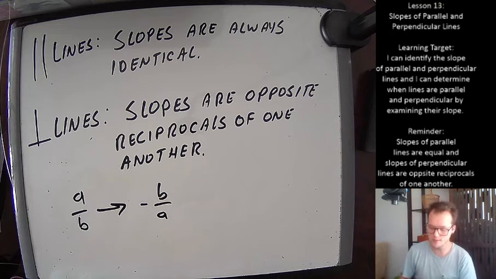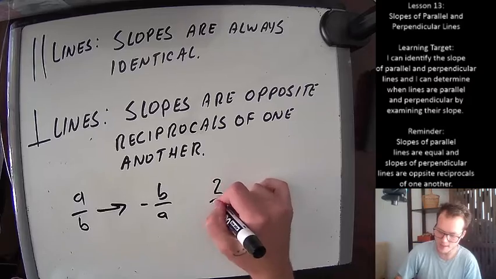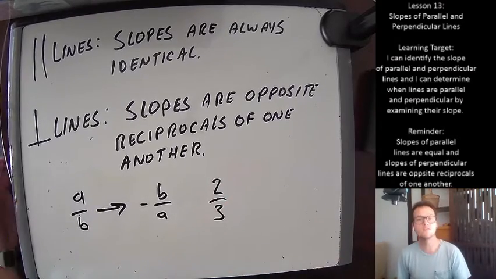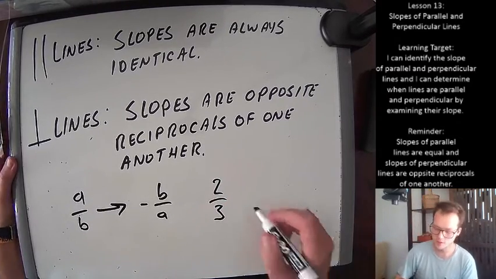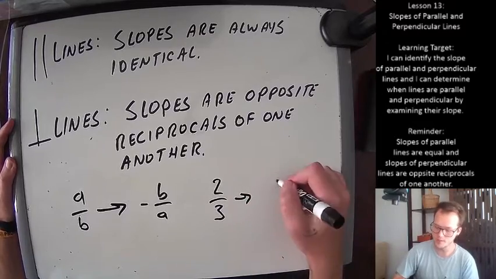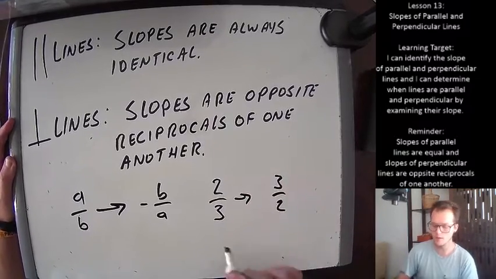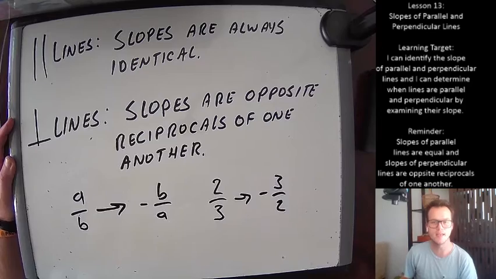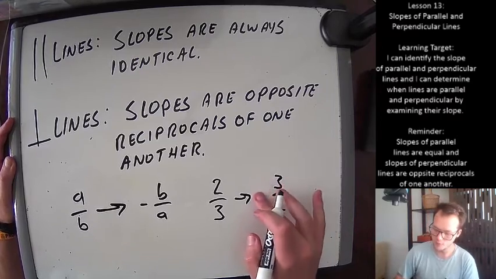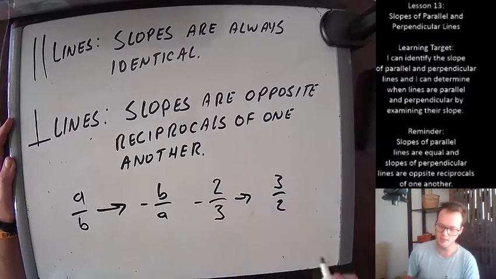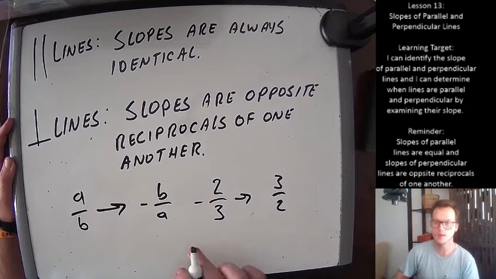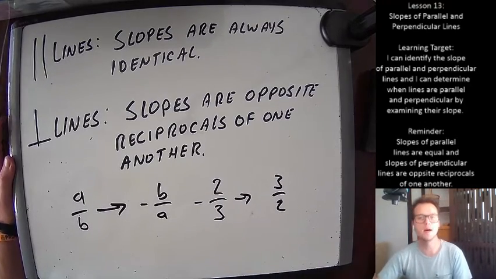Another example that's a little more specific, say we utilize that 2/3 example, and we want to find the opposite reciprocal. To do that, you'd flip it, so 3 is on top, 2 is on bottom, and it was positive, so it is now negative. If you started with -2/3, then the opposite reciprocal would be +3/2.